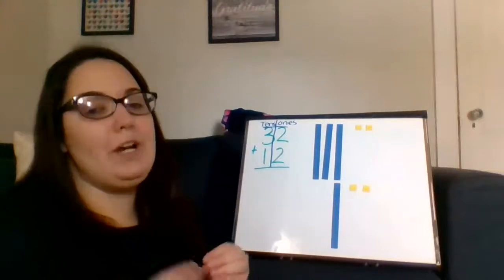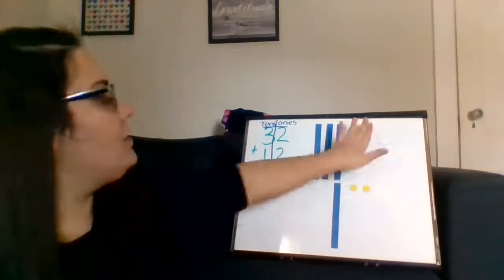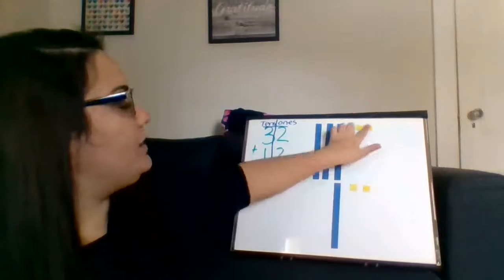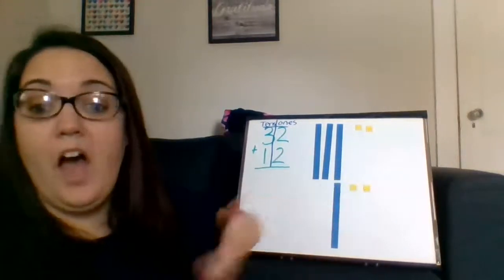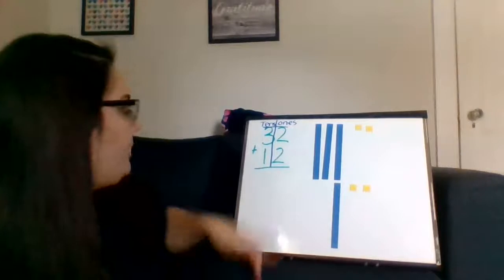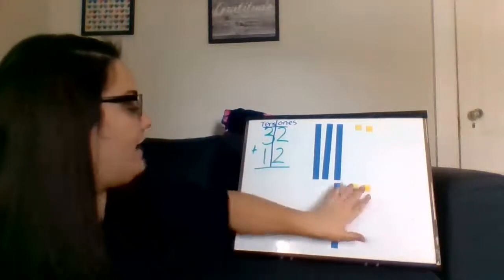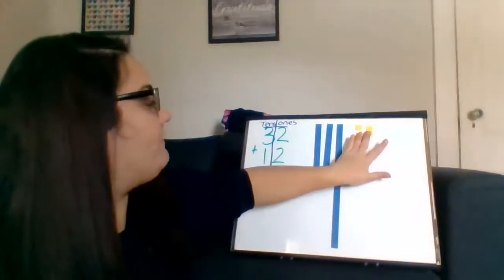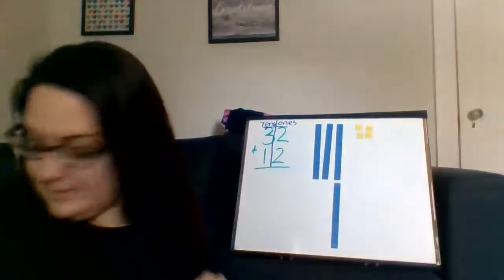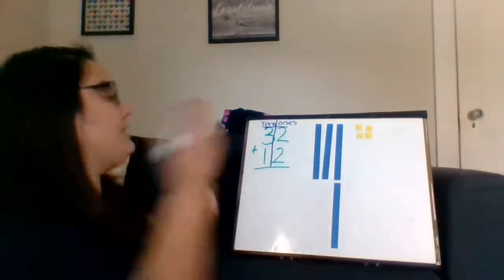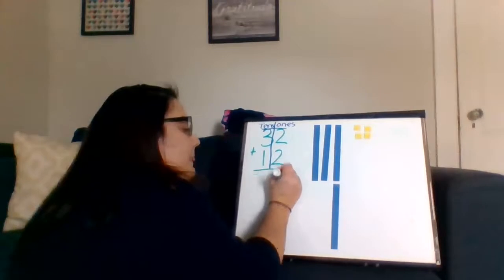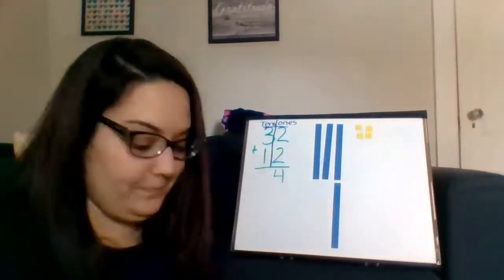When I add, I want to add my ones first. So I'm going to see I have 1, 2, 3, 4. 4 is a single digit number. It's a one digit number. So I can just add those together. And now I have 4 ones. I'm going to write that under my ones column because I can see that there's 4 there.